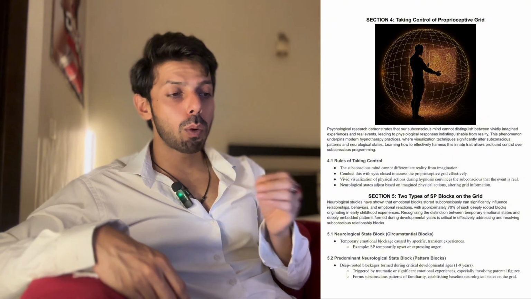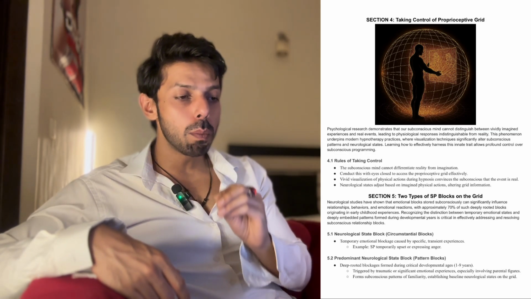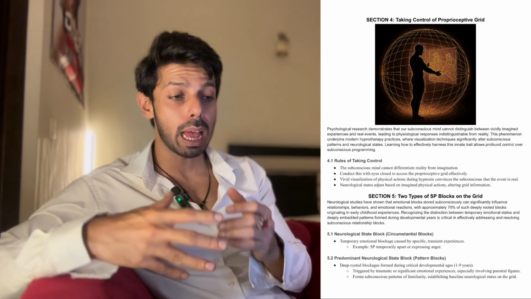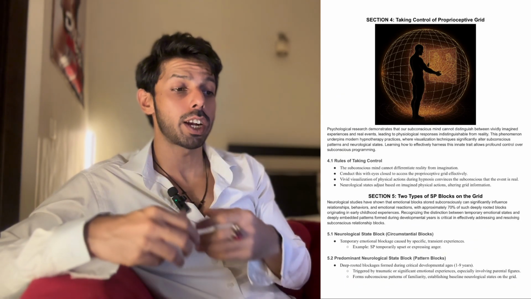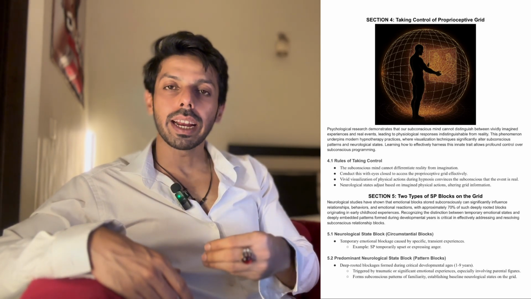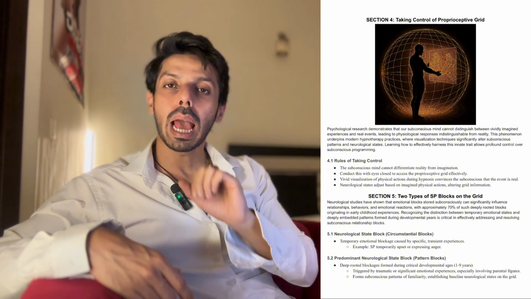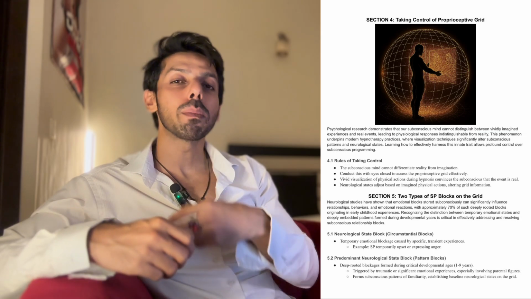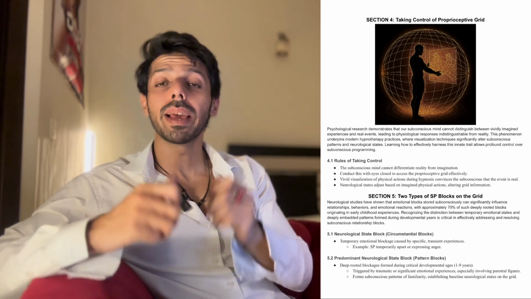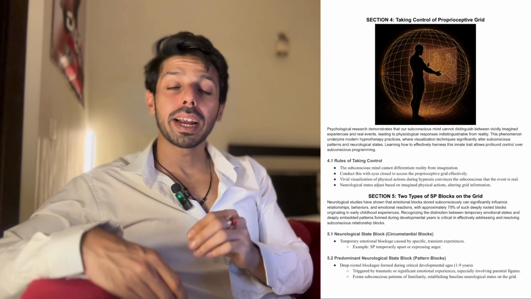Now, neurological state blocks are also circumstantial blocks. Let's understand them. Temporary emotional blockages caused by specific transient experiences, for example, your SP being temporarily upset or expressing anger. First of all, we need to understand a neurological state doesn't have a big lifespan. You might be feeling happy right now and after a while you might be feeling something else. So that is a neurological state. A neurological state doesn't have a big lifespan. But what we need to understand is our neurological state keeps changing.